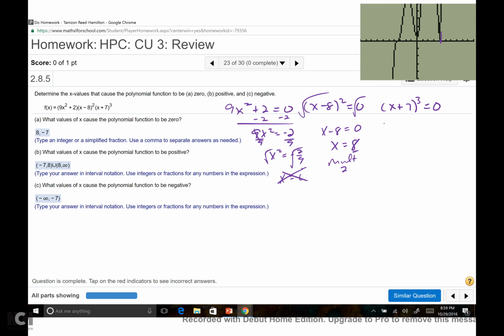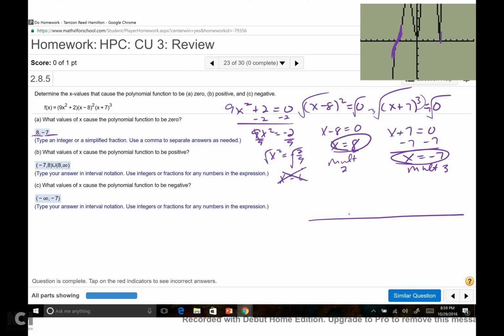Okay, this one, cube root, x plus 7 equals 0, minus 7, x equals negative 7. This has multiplicity 3, which means it's going to pass through. But see how it kind of flattened out right there too? That's how come I knew that it wasn't just a 1, well, I knew it was 3 because they wrote a 3. Alright, so my zeros are at 8 and negative 7. There's my zeros.